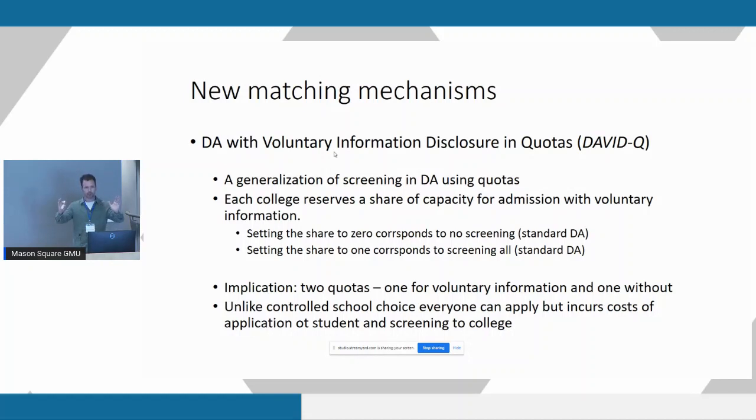We take a college, we divide it into two quotas. We have one with regular admission, so course admission, so based on GPA. The rest of the college admits based on this alternative admission, so based on the disclosed information. This is actually what's done in Denmark. So it's not something that is taken out of a hat. It's also used in other Scandinavian countries.